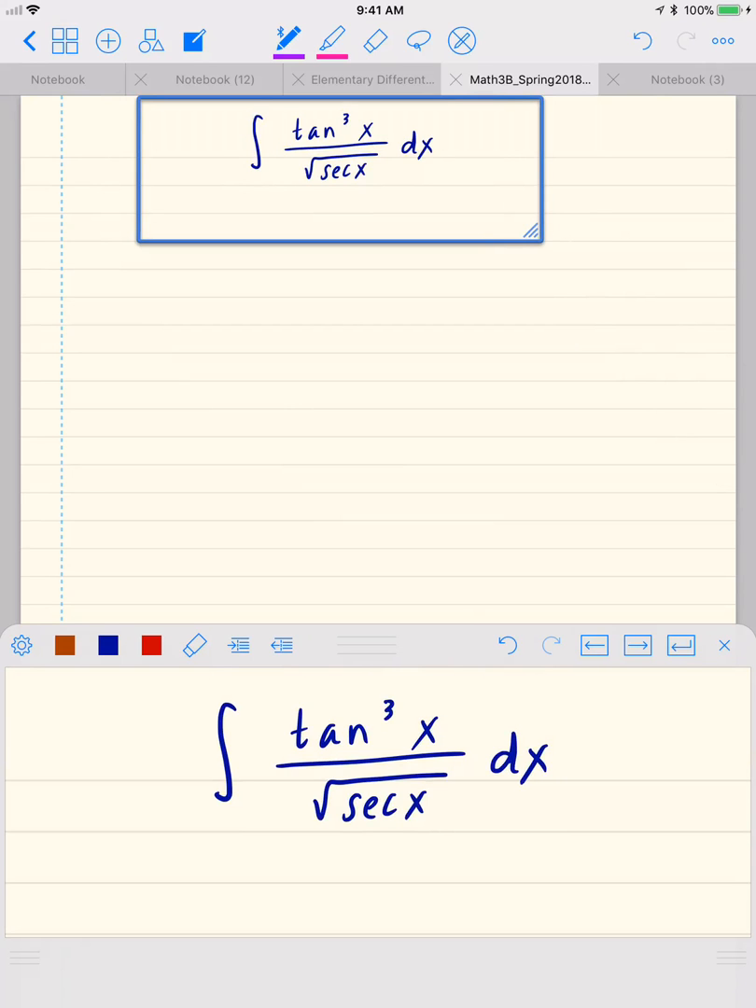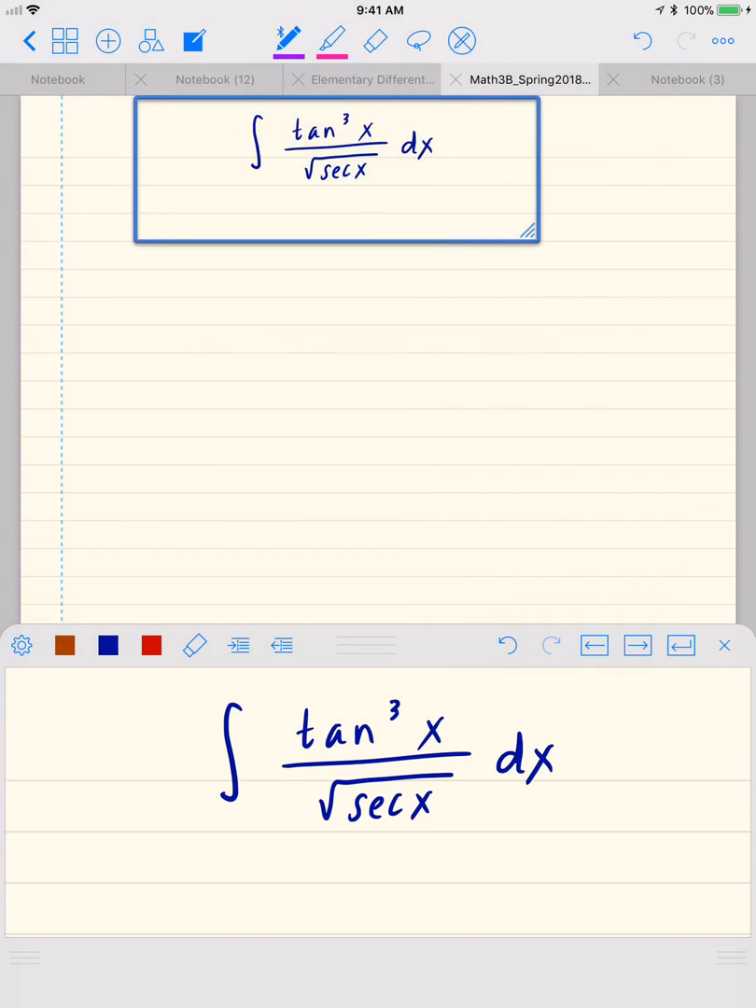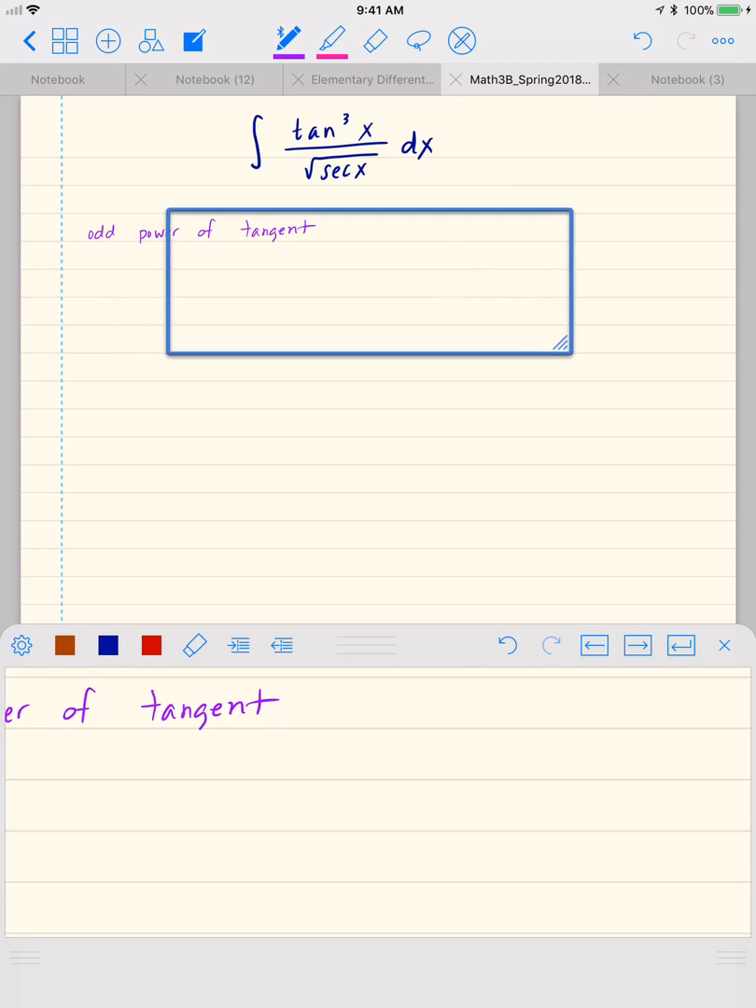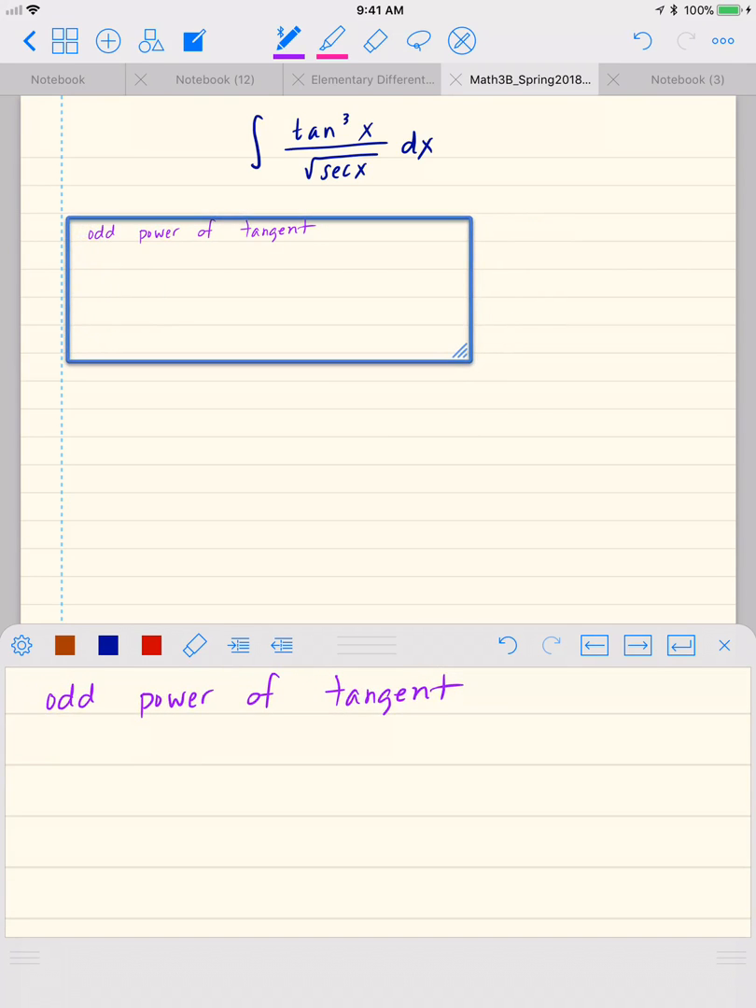So we're in a situation where we have an odd power of tangent. So what we're going to do is pull off a tangent and a secant. That's going to leave us with an even power of tangent. We can convert the even power of tangent into something to do with secant squared. And now we'll do a u substitution after that. So let's see how we start off here.